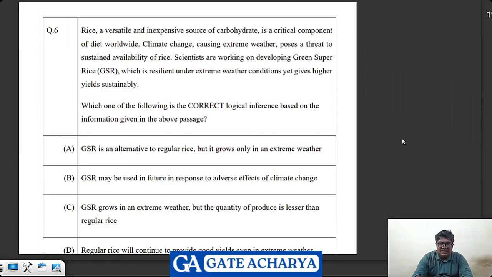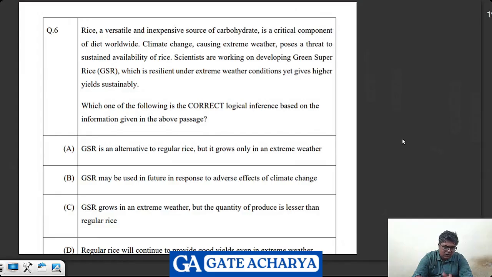They are scientists trying to develop rice that will also grow in normal weather, but can also survive extreme weather. It's not that it's only going to grow in extreme weather. So option A, inference is not good. What about option B? GSR may be used in future in response to adverse effect of climate change. That may be. I'm not that sure, but that may be an option.